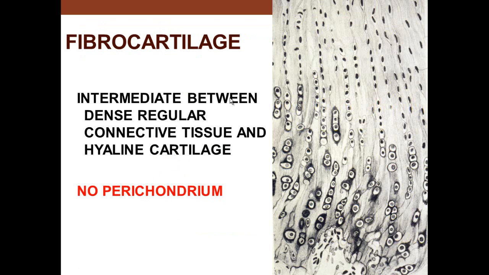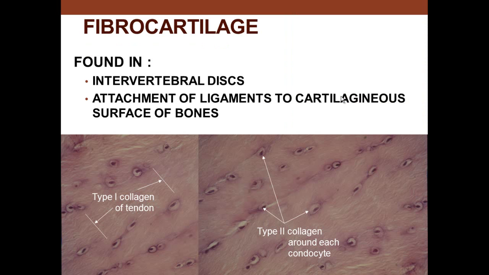Now fibrocartilage is a little bit different, and it's intermediate between the dense irregular connective tissue and hyaline cartilage. And so you can see individual cartilage cells in dense regular connective tissue. There's no perichondrium because the individual cells are already embedded in a type 1 collagen matrix. And here we can see there's an intervertebral disc. Also the attachment of ligaments is what we see.